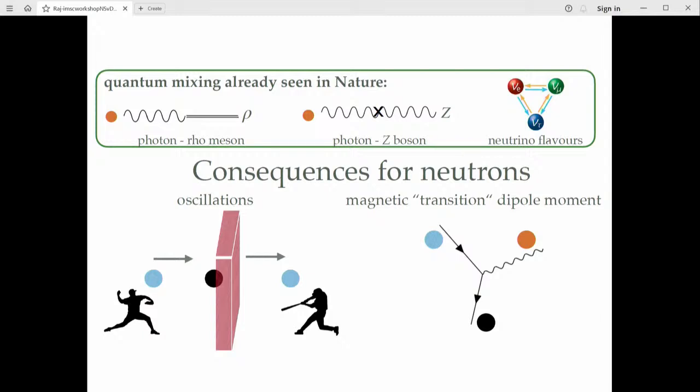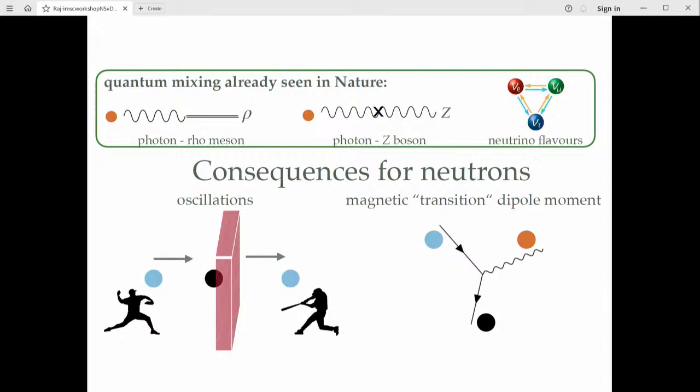So when you have mixing, you have a lot of interesting consequences, and consequences for neutrons are, for example, neutron oscillations, which can be depicted with a figure like this. Oh, I had a cricket figure, but I think I changed to baseball in the last minute. So you have a pitcher on this side throwing a neutron at a wall, and there's a batter on the other side waiting for it. The wall could detect the neutron as a dark neutron in its interaction eigenstate and let it through, and the batter on the other side could again see it as a neutron. So you can have neutrons shining through a wall sort of experiments. And we explored that in some detail.